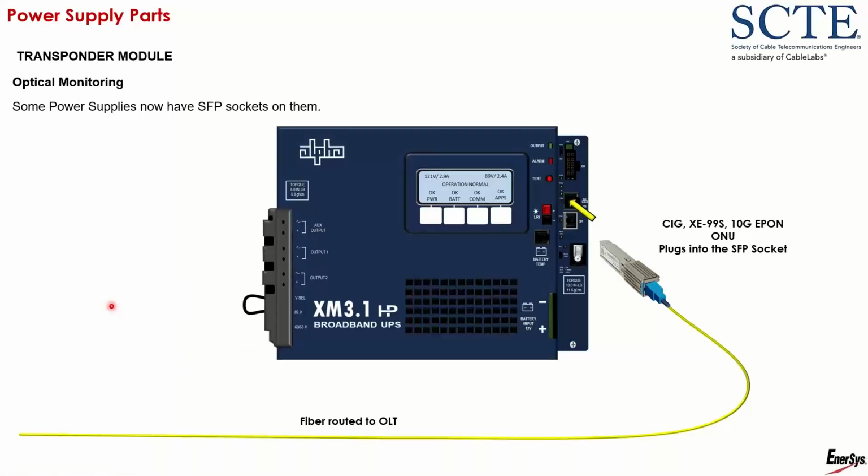I mentioned that some power supplies have SFP sockets on them now so that you can monitor the power supply with the optical network. A lot of places we're doing remote OLTs. We're doing basically fiber to the home, still using the power supply to power a fiber device. Well, if you don't have any RF close by, you can't use the DOCSIS modem to monitor the power supply. So you use maybe an SFP with an ONU built into it that you plug into the SFP socket on the power supply.